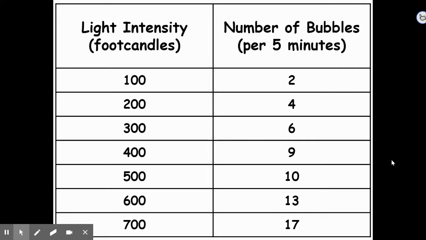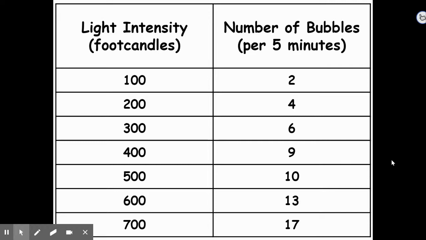On the right, the number of bubbles we get every 5 minutes is listed down the right. That's our dependent variable. Let me give you a scenario. If you put a plant underwater, the plant is going to give off oxygen, and you can see that oxygen with bubbles coming up to the surface. They exposed this plant to different intensities of light, and then they measured and counted how many bubbles they got every 5 minutes off this plant.